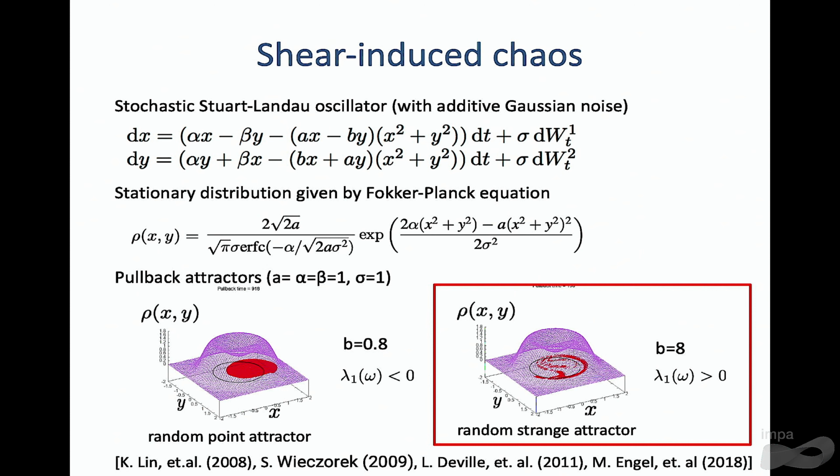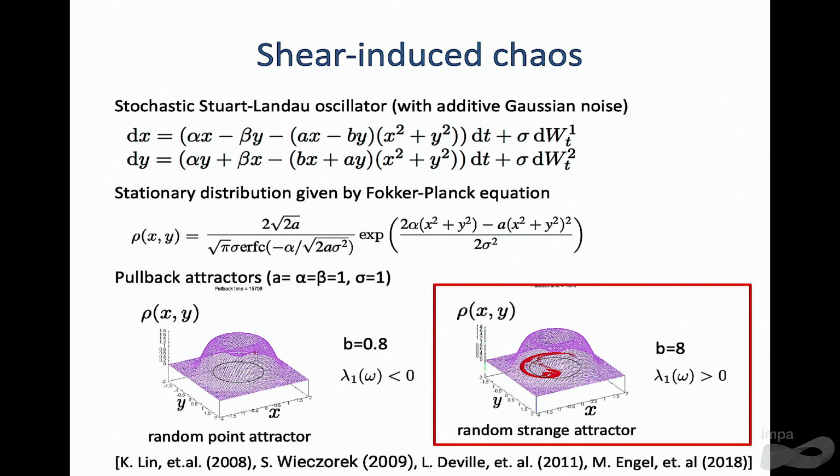Right, a more non-trivial and realistic noise-induced chaos is known as shear-induced chaos. This is based on the Stuart-Landau oscillator. The attractor is a limit cycle on the unit circle, the normal form of the Hopf bifurcation, and we just add additive Gaussian noise. Then we observe chaos in some parameter regime.